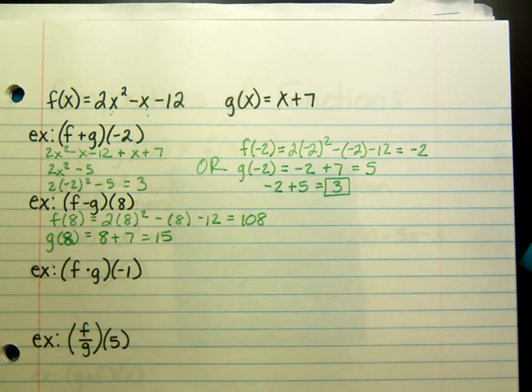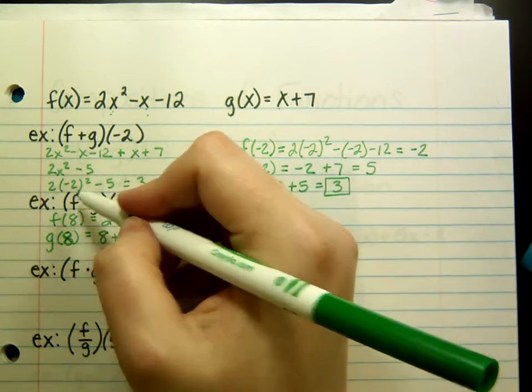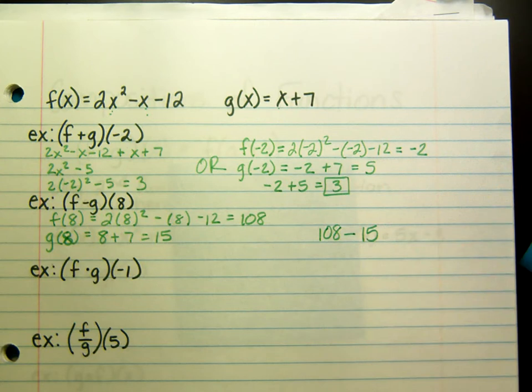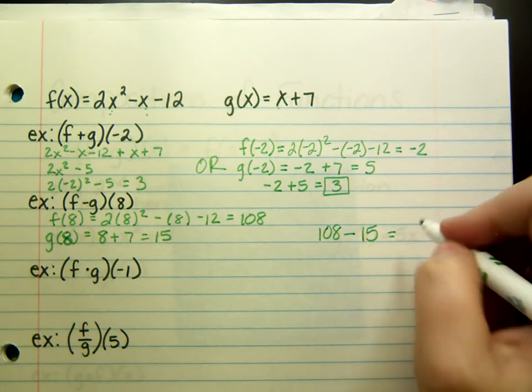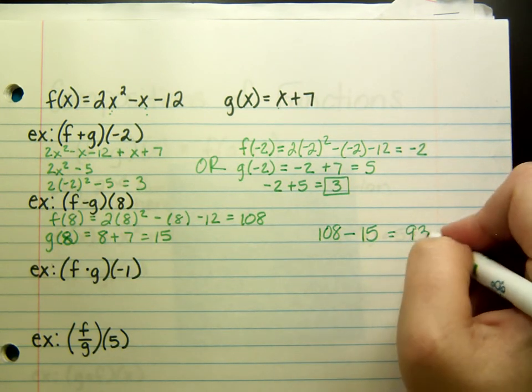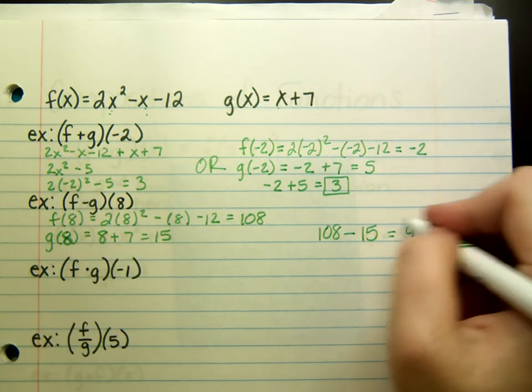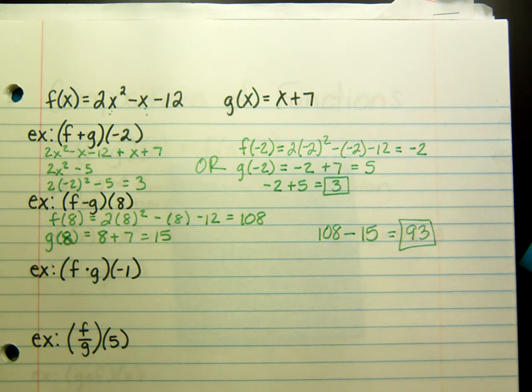Now when you go to subtract, please make sure you pay attention to the order, because it does matter. f of x comes first, then g of x. So I'm going to get positive 93. If it was g minus f, it'd be a negative 93. So make sure you are paying attention to the order.